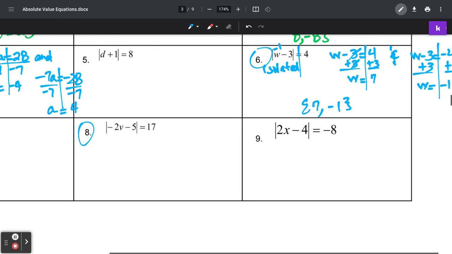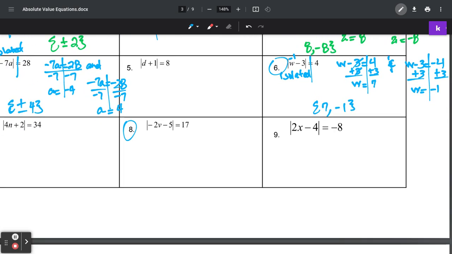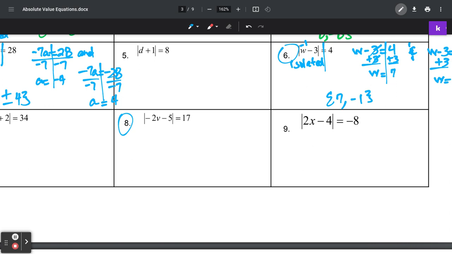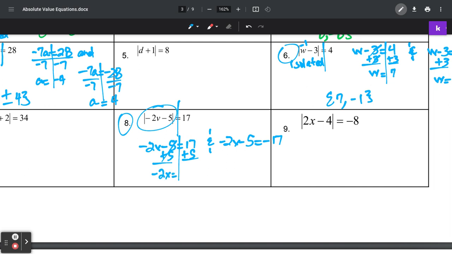All right, on 8, I'm going to take a look at this absolute value expression. It's already isolated. So I'm going to use -2v minus 5 equals 17, and -2v minus 5 equals the negative version of 17 to find my solutions. This is a basic two-step equation. You're just going to add 5 to both sides. Here I get 22. Divide both sides by -2, and one of my solutions would be -11.